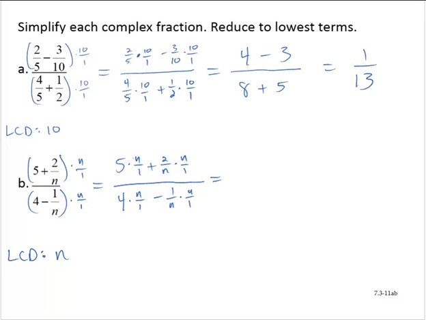And so 5 times n is 5n plus 2 over n times n over 1. The n's reduce out, leaving 2. In the denominator, 4 times n over 1 is just 4n. Subtract 1 over n times n over 1, which is 1. So we get 5n plus 2 over 4n minus 1. Now we should check and see if we can do any factoring here, and in this case we can't. So we'll stop with that exercise.